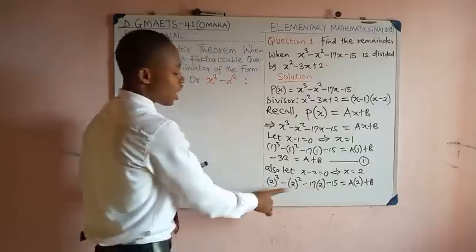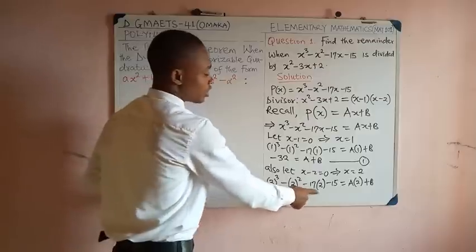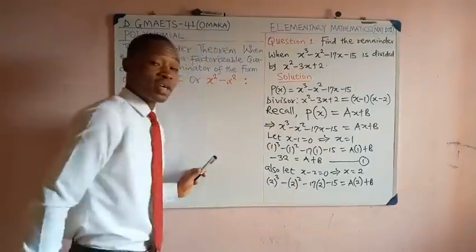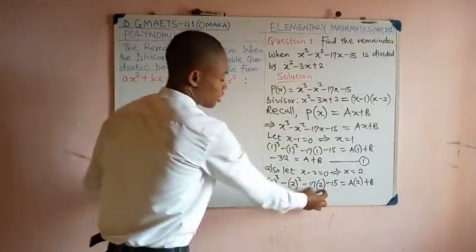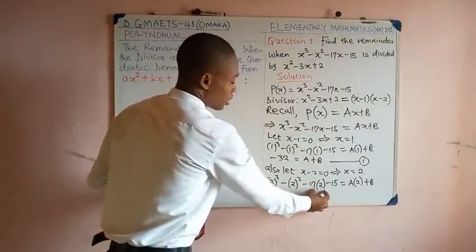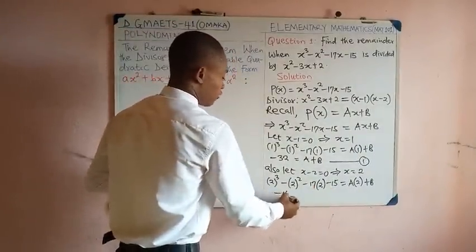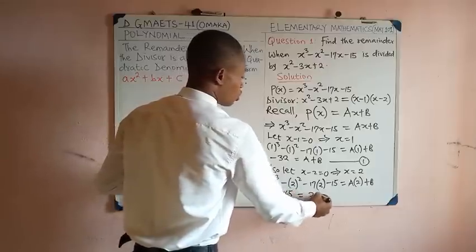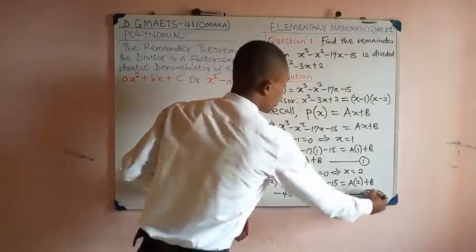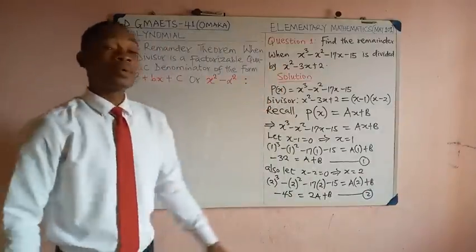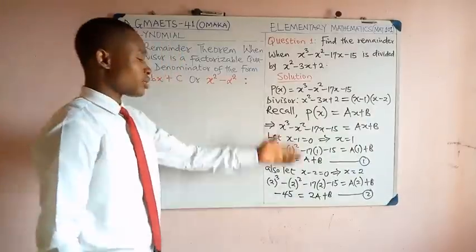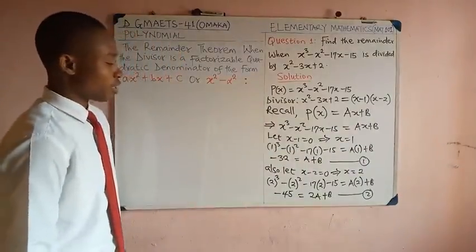Minus 34. Now you have plus 4 here. 4 minus 34 will give us minus 30. Minus 30 minus 15 will give us minus 45. So minus 45 is equivalent to 2a plus b. This becomes equation 2. Once you generate the equation, your problem is solved. It's all about solving this using what? Any of the methods of simultaneous equations.